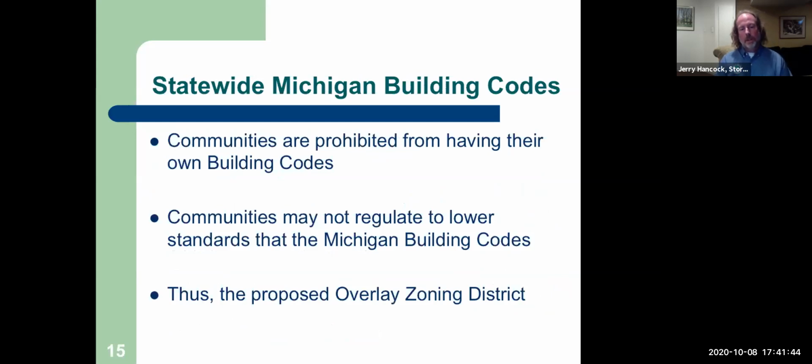All right, so within Michigan, there is a statewide building code. This is where most of the floodplain regulations currently exist. There's a law that says communities are prohibited from having their own building codes, so we have to use the state building code. And also communities may not regulate to a lower standard. So within the proposal that we have, we can't propose anything that's a lesser standard than the Michigan building code. And also this is why we chose the format of a zoning ordinance, because we are not allowed to change the building code, but we do have authority to change our zoning.